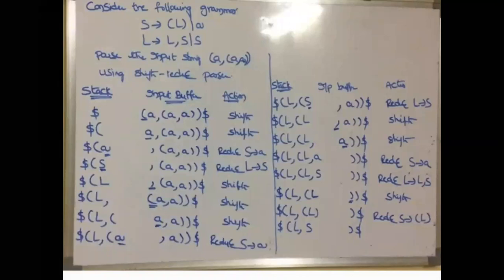And the second one is the reduce action. So what is the reduce action? We replace the right side of a production with the left side non-terminal that is present in our production set. Production set means grammar. So the second action is reduce. We replace what is at the top of the stack with the left side non-terminal by using the reduce action.